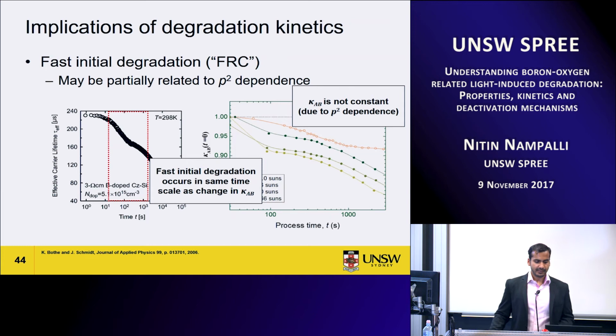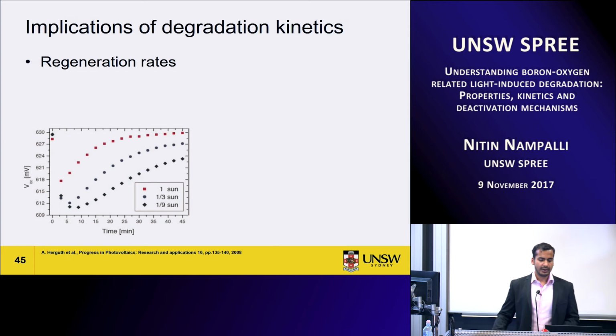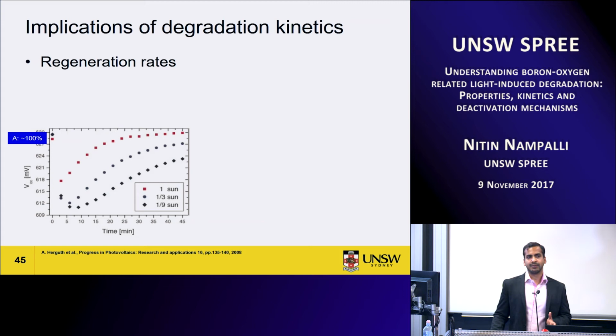And likewise, the degradation kinetics has a massive influence on how you determine the reaction rates for regeneration. So here's curves for how the VOC changes when you do illuminated annealing. If you start off in the dark anneal state, you can see that it transitions through state B and then goes to state C.